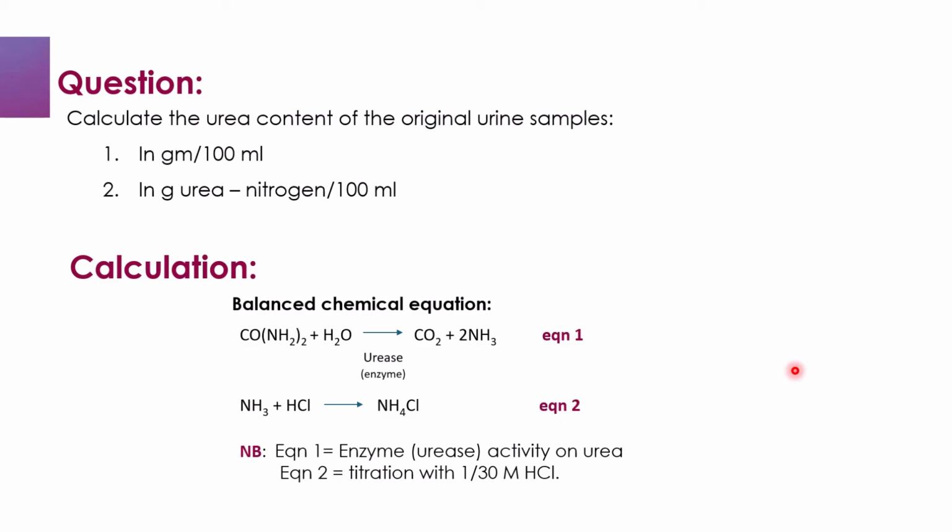So first, we will have to write our balanced chemical equations. As we can see, we have our equation 1 and equation 2 over here. Equation 1 happens to be the hydrolysis of urea in the presence of water by the enzyme to produce carbon dioxide and ammonia. Also, equation 2 happens to be the titration of the ammonia produced in equation 1 with HCl to produce ammonium chloride.